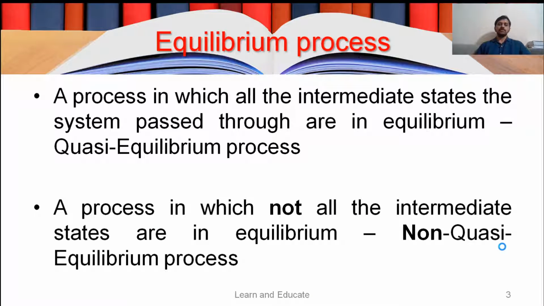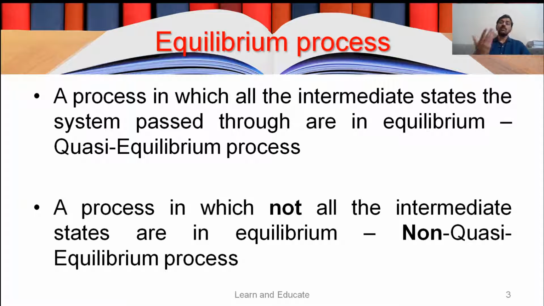So, when a system changes from one state point to another state point, it is not immediate. The system may have to pass through numerous intermediate states. I will show you a property chart in which intermediate states are marked. A process in which all the intermediate states of the system are in equilibrium with each other or with the surroundings is called a quasi-equilibrium or quasi-static process. A process in which not all the intermediate states are in equilibrium is called a non-quasi-equilibrium or non-quasi-static process.